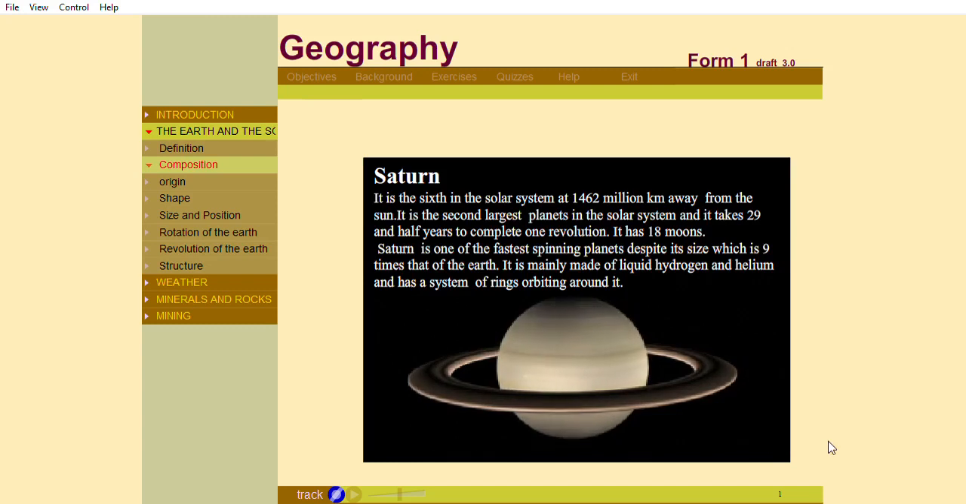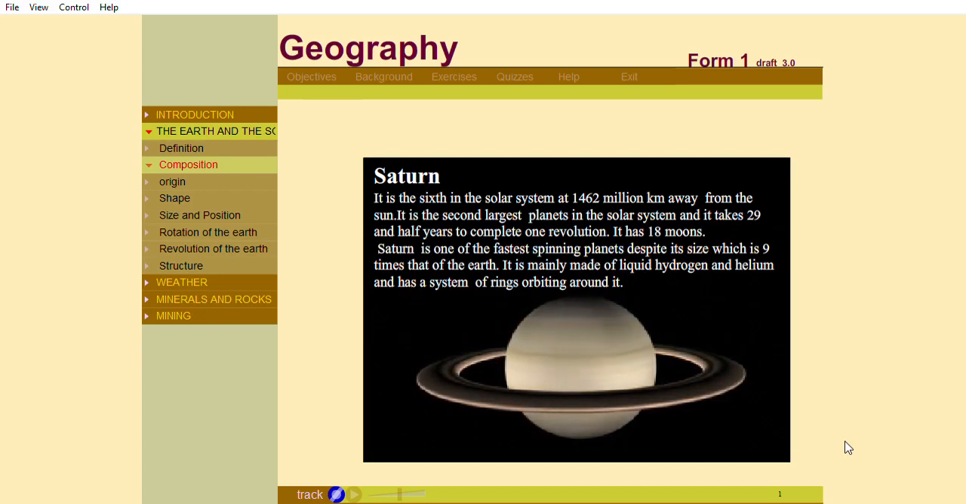Saturn. It is the sixth in the solar system at 1,462 million kilometers away from the sun. It is the second largest planet in the solar system and it takes 29½ years to complete one revolution. It has 18 moons. Saturn is one of the fastest spinning planets despite its size, which is 9 times that of the Earth. It is mainly made of liquid hydrogen and helium and has a system of rings orbiting around it.